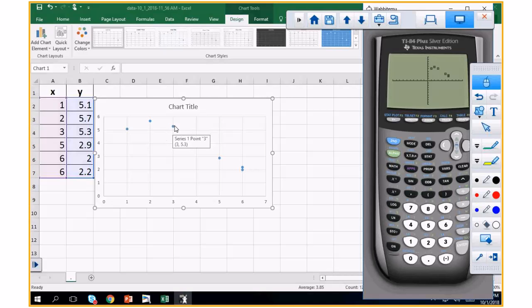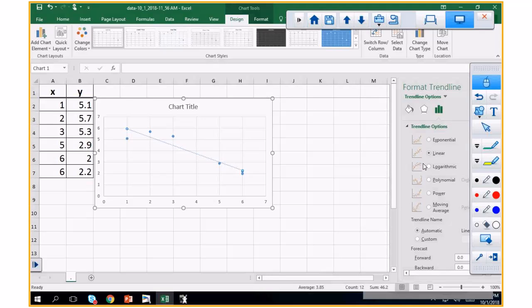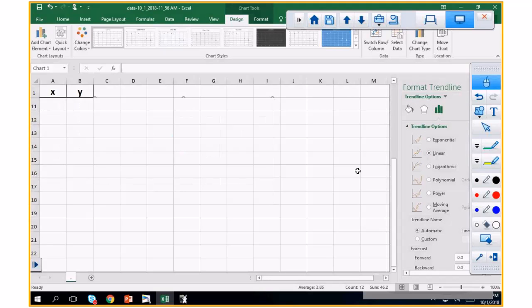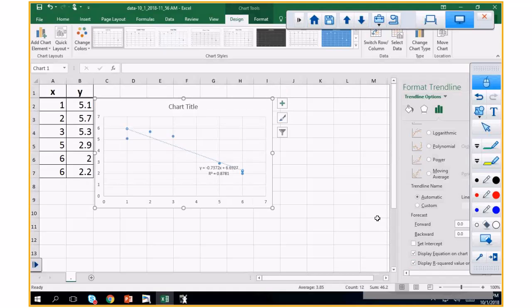The Excel spreadsheet is so much better because on the homework and the test, you don't have to type in the numbers because you just copy it over to Excel. Right-click on the dot. Make sure you put this in your notes. Go to add trend line. It will default to linear because most of the time that's the one you want. And then you go down to display equation and display R squared. And there's your equation and there's your R squared.